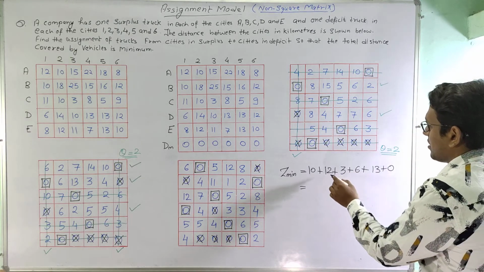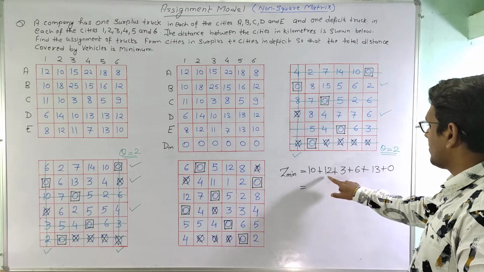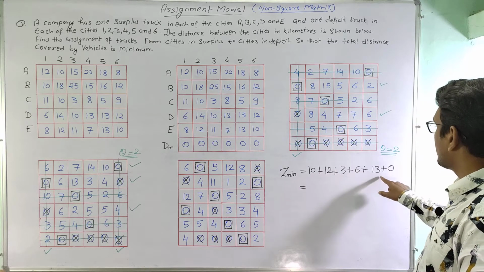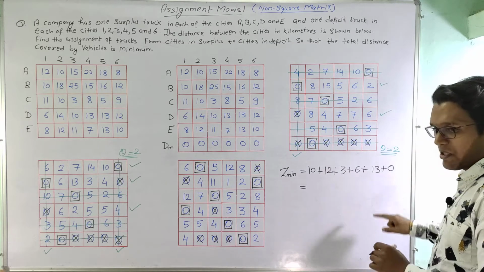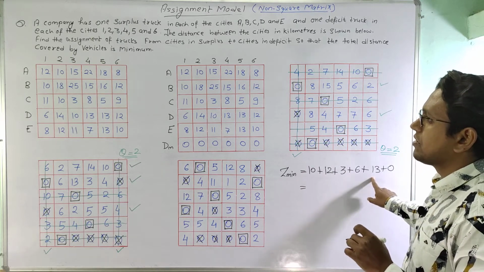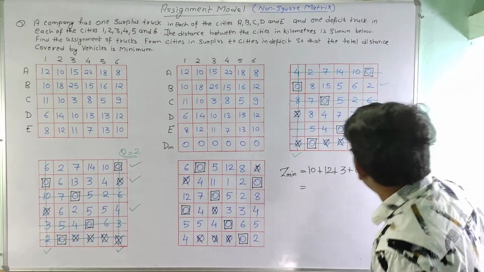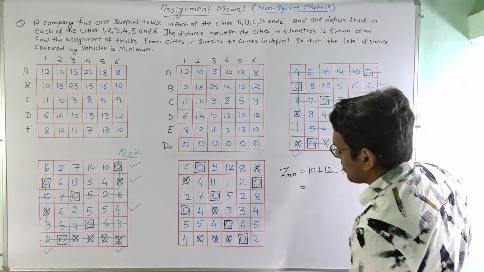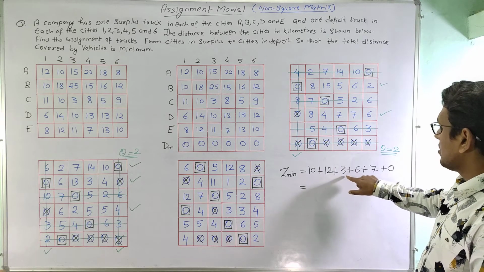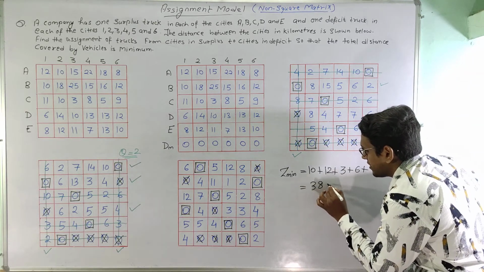So if we add up all this, this will be 15 plus 10, 25 plus 6, 31, 31 plus 13. So 31 plus 13 here, 12, 3, 6 and 7. Okay, so the last value is wrong, I guess. Here this value is 7. So now it is 10 plus 12, 22, 25, 25 plus 13 is 38. So this is 38 kilometers.